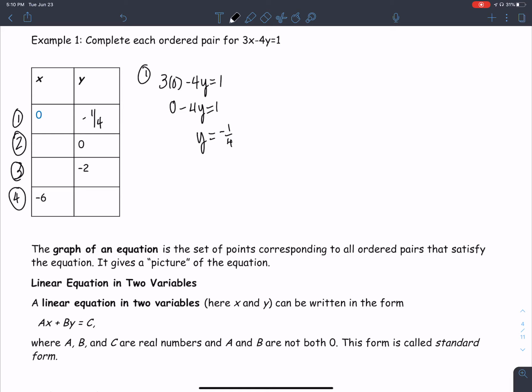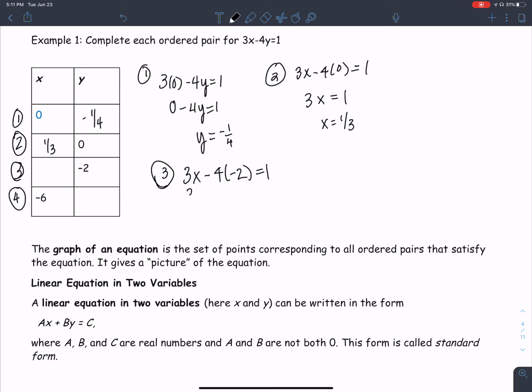Okay, so then let's do number 2. In number 2, they gave me the y value, right? So we're going to plug in 0 for y, and I get 3x equals 1, and so x is 1/3. That's how I do that one. On number 3, they gave me -2 for y, so 3x minus 4 times -2 equals 1. So 3x. Now be careful here. Negative times a negative is a positive, so plus 8 equals 1.